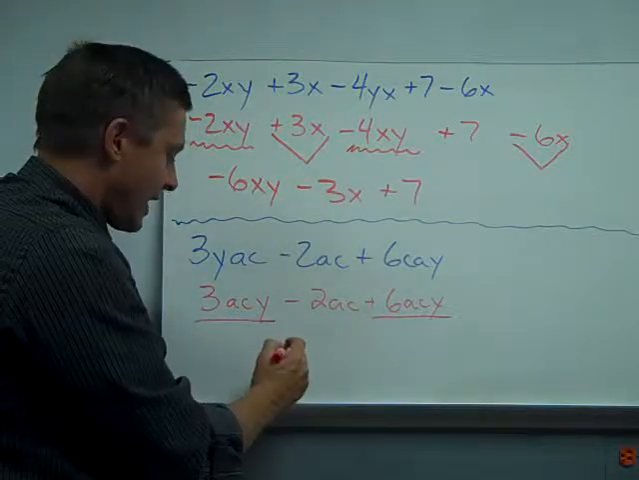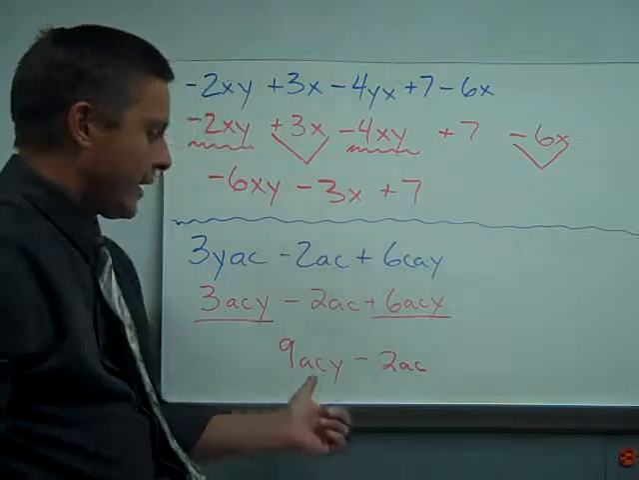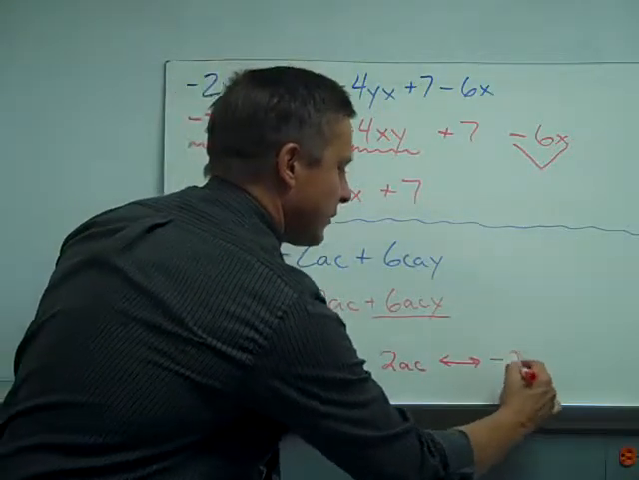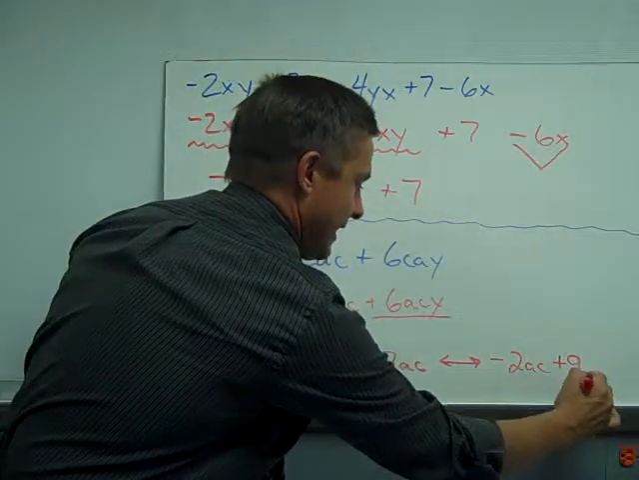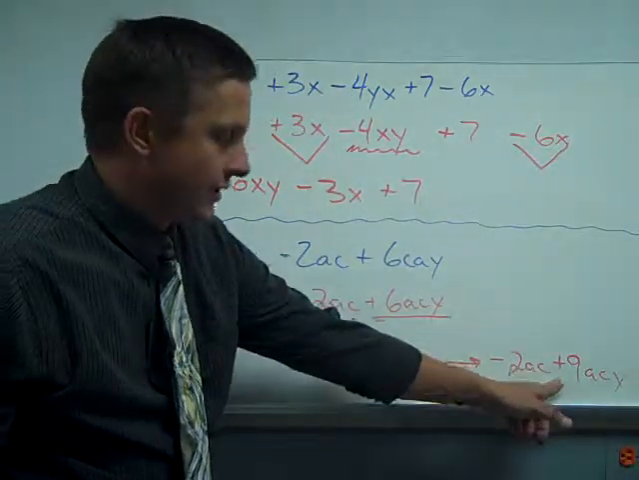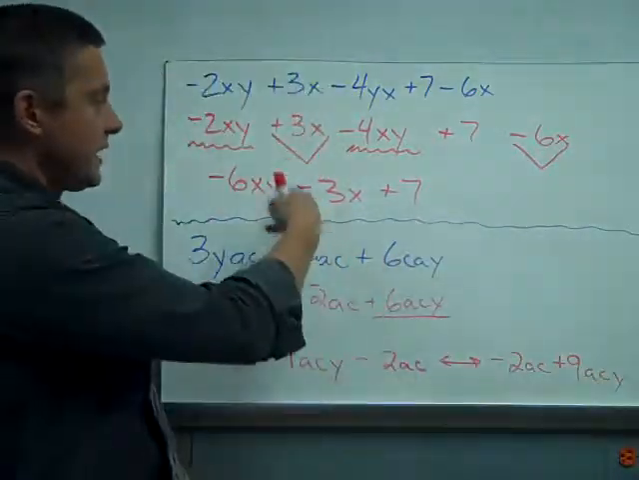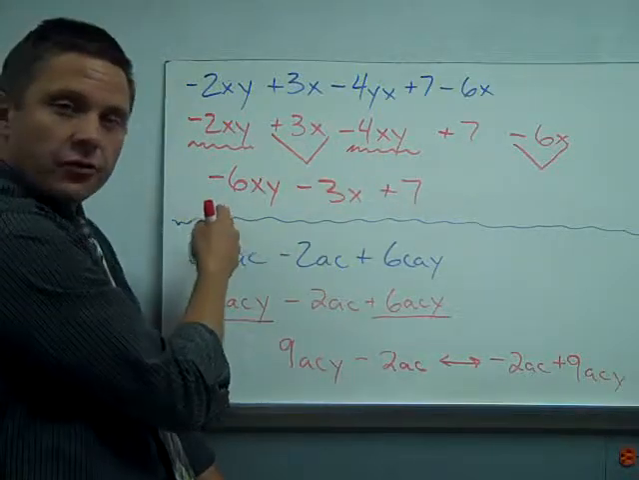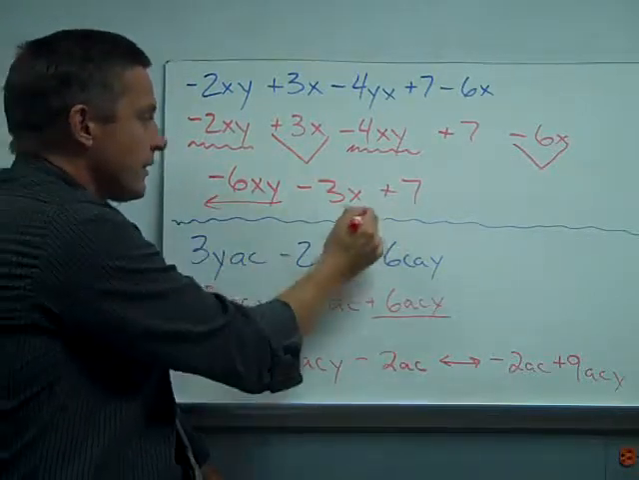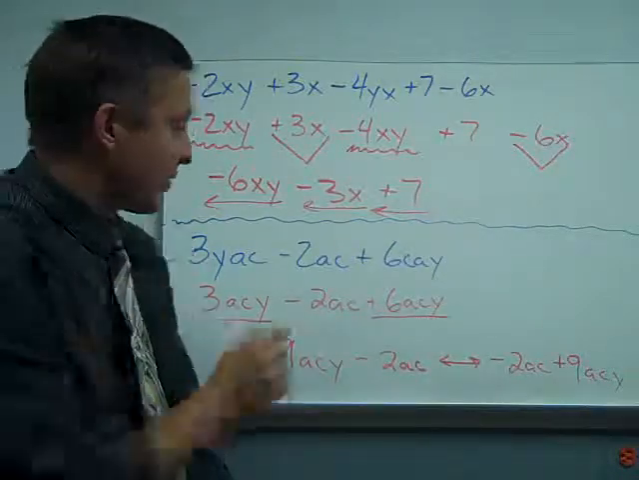3 plus 6, I can write 9 ACYs minus 2AC. Now, it's important to note, you can write this another way. This is the same as negative 2AC, looking left, plus 9 ACY. Or it could be negative 2CA plus 9 CAY, or any order here is fine of each term. And again, up here I could have written negative 3x first. The order of the terms is not important as long as the signs looking left are correct. Again, like terms, the key is to look at the variables and make sure they all match.